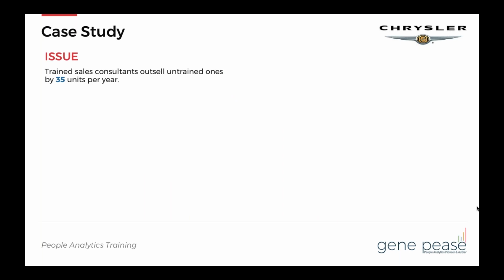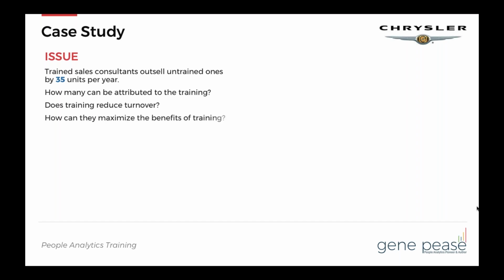We studied the issue that they had: trained consultants outsold untrained consultants by 35 units a year. How many can be attributed to training? Does it reduce turnover? And then how can they maximize the benefits of training? This is Chrysler Academy that deployed the training to the dealerships. So these are the trained sales consultants and untrained sales consultants at their 3,500, I believe it was, sales consultants.